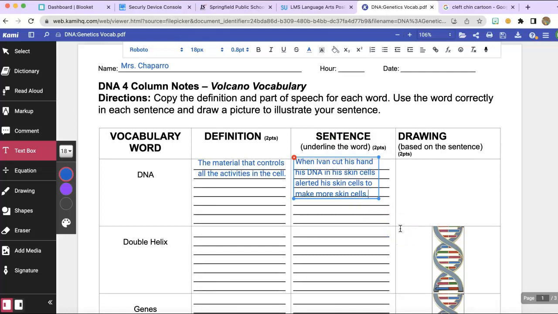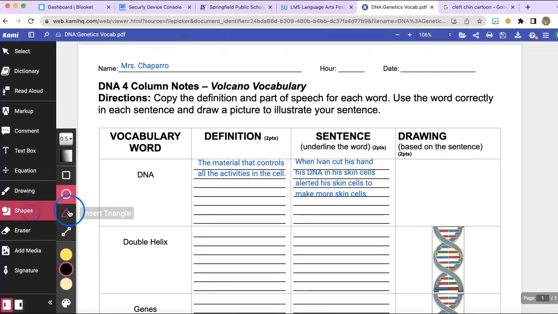Okay, now we're missing one thing to make this answer correct, and that's underlining the word. So since I did not do that when I wrote this, I am going to go get a line from my tools, but you're simply going to take your pencil and underline that. Okay? Hit pause if you need to, but that's what your third column should look like for DNA.